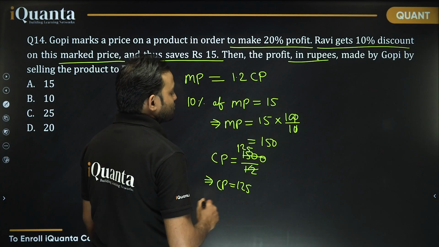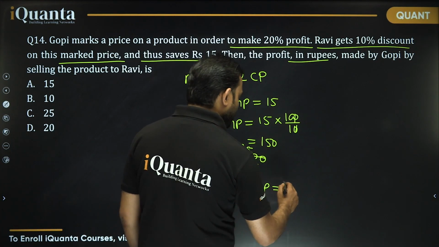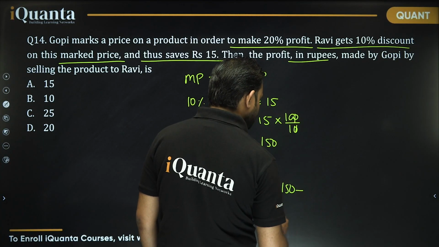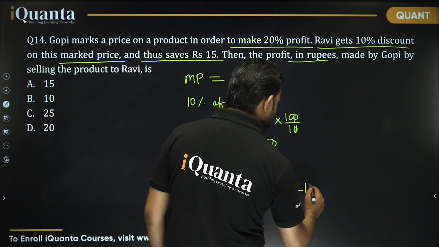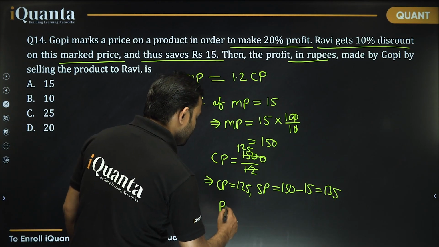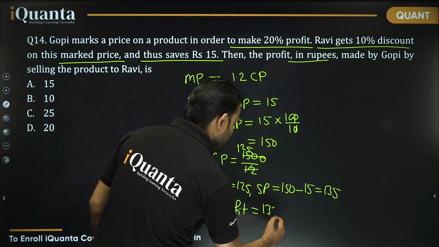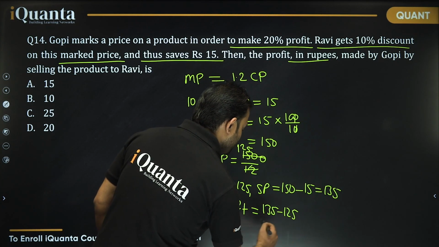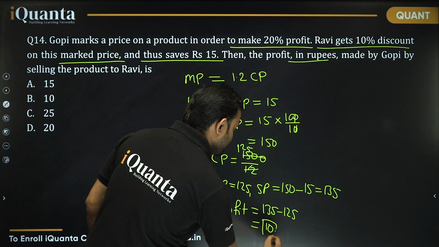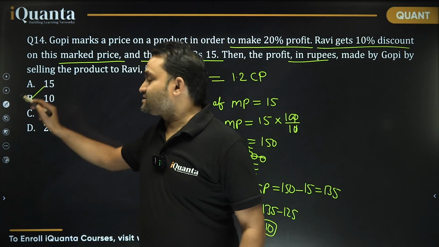Cost price is 125. What will be our selling price? Selling price will be mark price, which is 150 minus 15 rupees, which is discount. So that will be equal to 135. So we can say the profit made by Gopi is 135 minus 125, which is equal to 10 rupees. This is the profit made by Gopi. So our answer is option B.